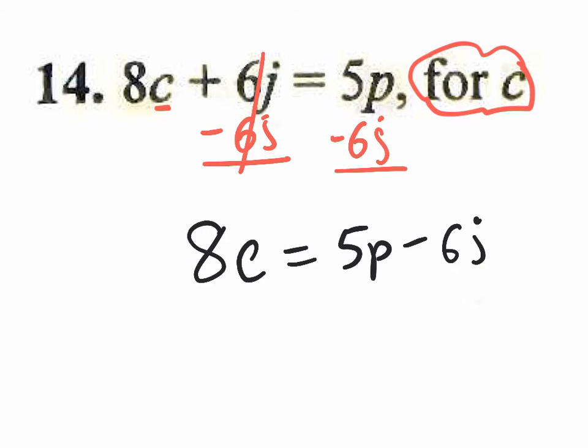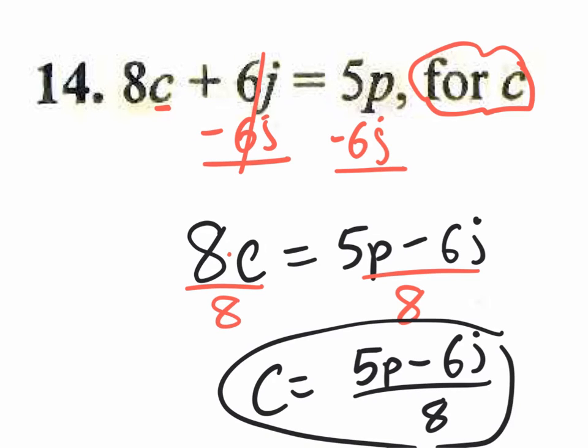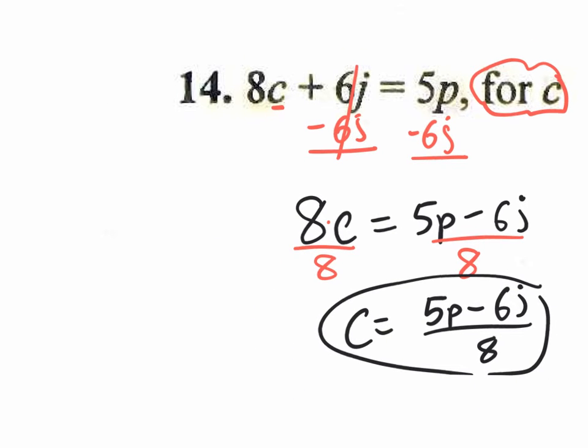For my final step, Samantha, what do I do? Divide by 8. There's your answer. C equals 5P minus 6J, all divided by 8. Another acceptable answer would be what? C equals 5P over 8 minus 6J over 8. And that's another acceptable answer.